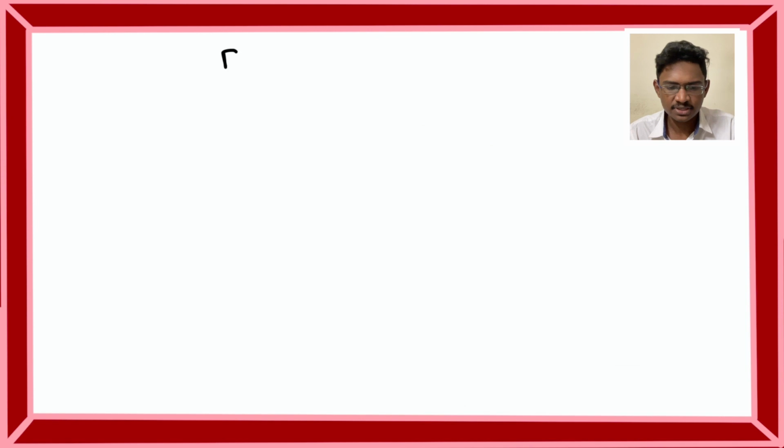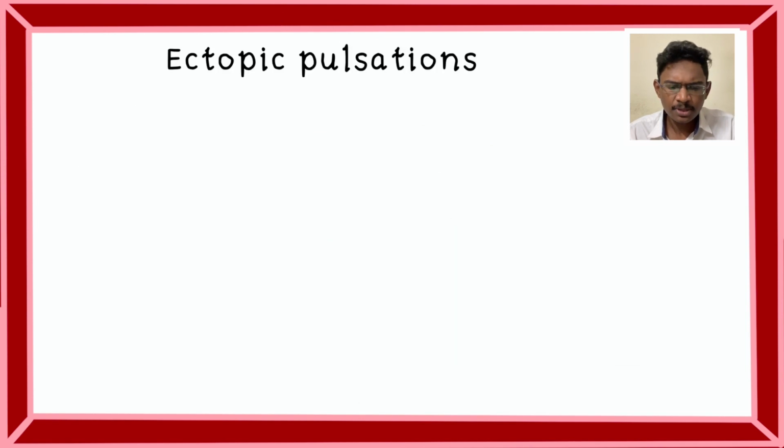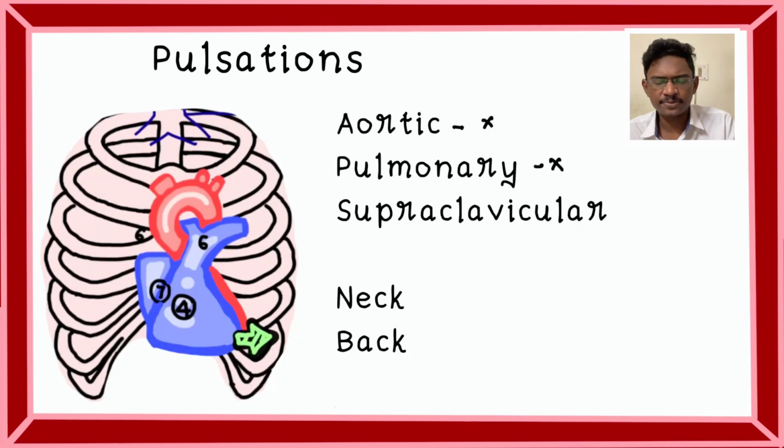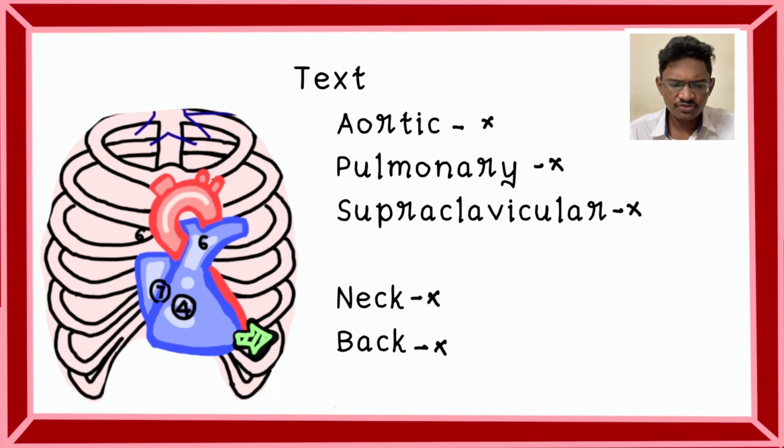Yes. So next are the normal pulsations, where you should look. Pulsations you can see for the aortic area, pulmonary area, supraclavicular pulsations, and in the neck as well, as in the base of the heart. No pulsations were seen in this patient.